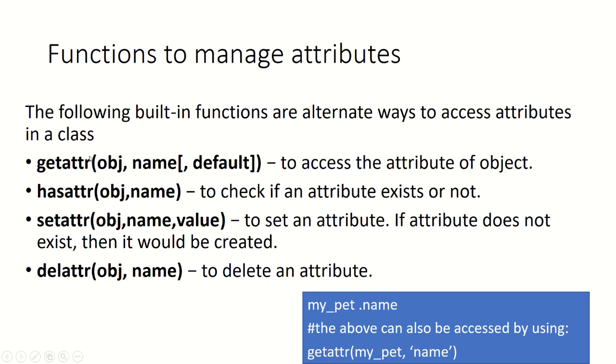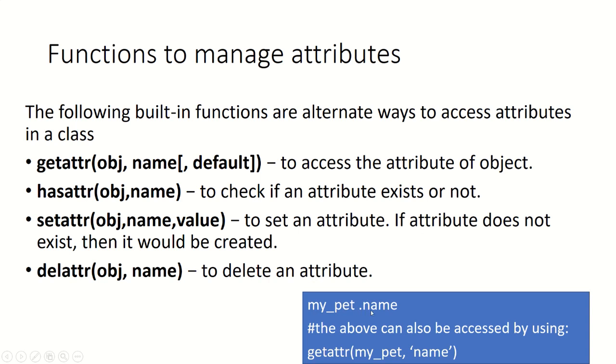Say if I want to use or access a particular attribute of an object, I can use getattr. If I want to check whether a particular attribute exists or not, I can use hasattr. And if I want to set an attribute with a new value, then I can use setattr. But when you are using setattr, just make sure that if the attribute does not exist, it will not be created. Now you can delete an attribute by using delattr, right?